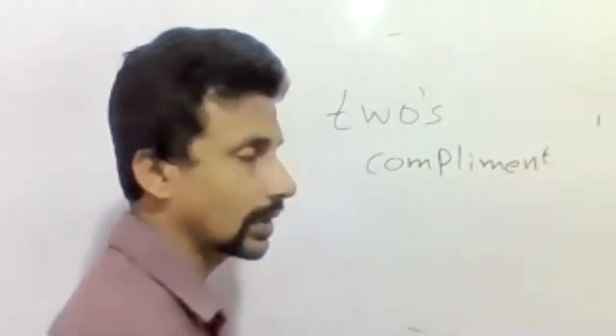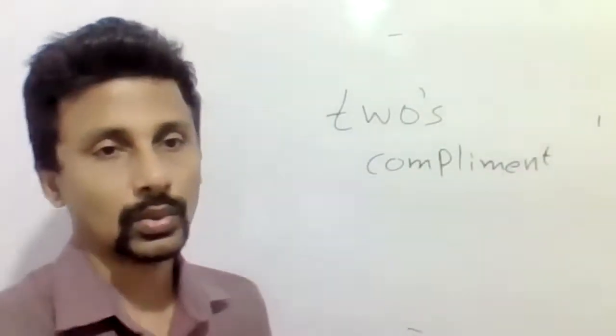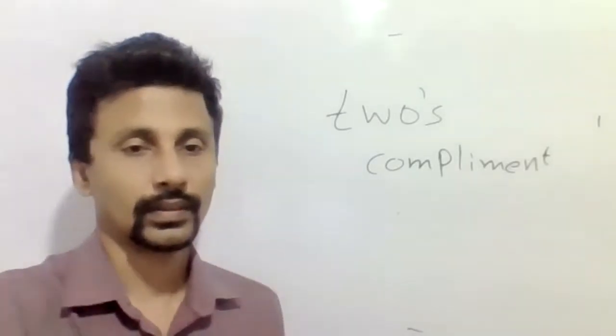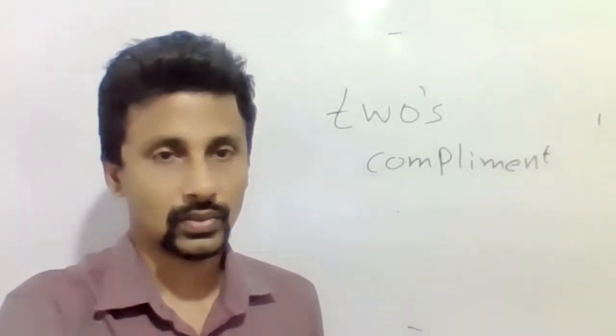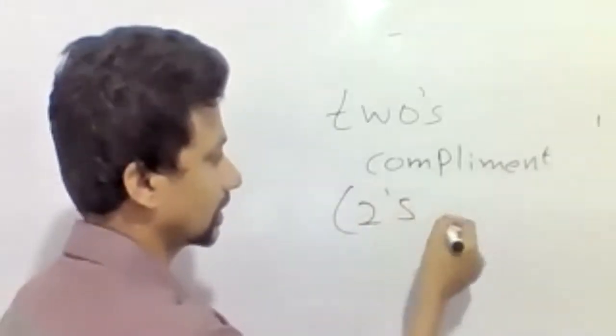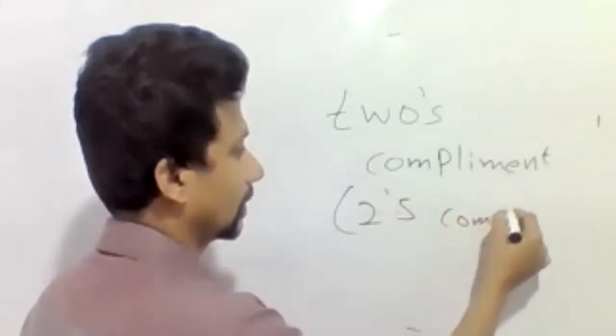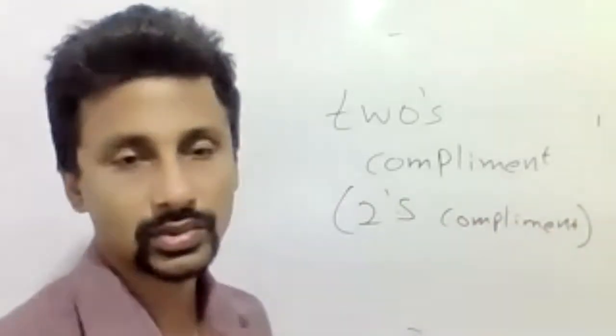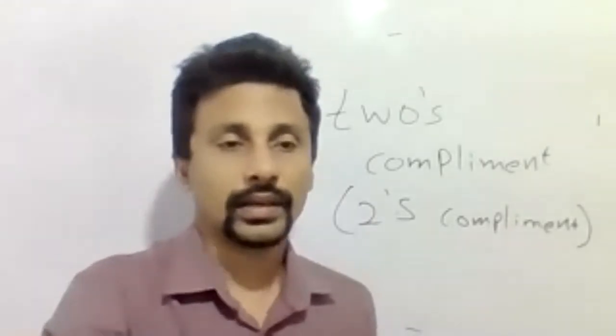Okay, write down the topic. Two's complement. In short form, you can write 2 apostrophe s complement. That is also possible. Right? Two's complement.